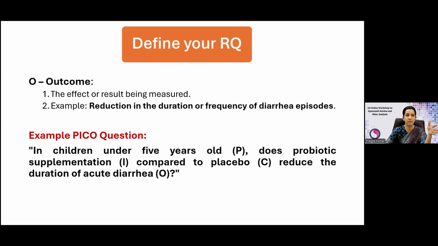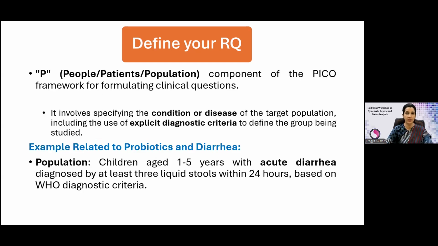This is the question which you have in your protocol, and I hope you have gone through that. In defining your research question, it starts with population. I have to see what the specific conditions are. So I will have my inclusion criteria of diagnosis of diarrhea, like children aged 1 to 5 years with acute diarrhea. And the diagnosis should be based on at least 3 liquid stools within 24 hours, based on WHO criteria.